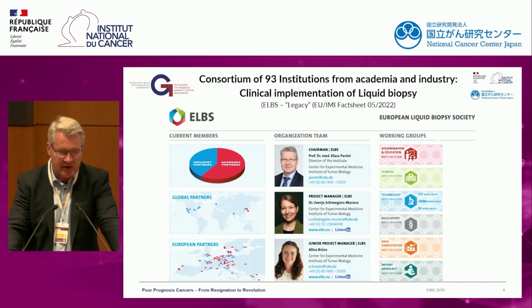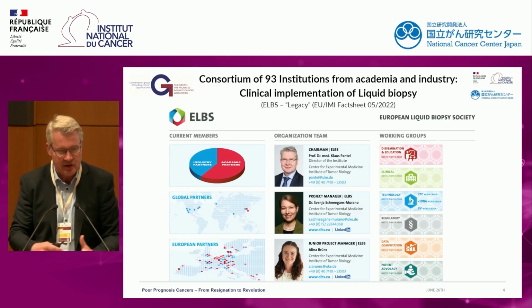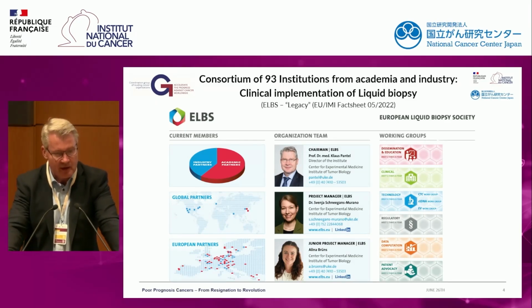We have working groups on dissemination and education. We have a working group on clinical questions that can be solved by liquid biopsy. A working group on the technologies with, I think, subgroups on the different analytes that interacts closely with the questions that are addressed by the clinical working group. Then we have a regulatory working group dealing with IVDR regulations, but also in particular with reimbursement, which of course is a big bottleneck for implementing new biomarkers. And we have 2 new working groups, the data computation group, because of course AI is becoming increasingly important, and we have also a patient advocacy group.